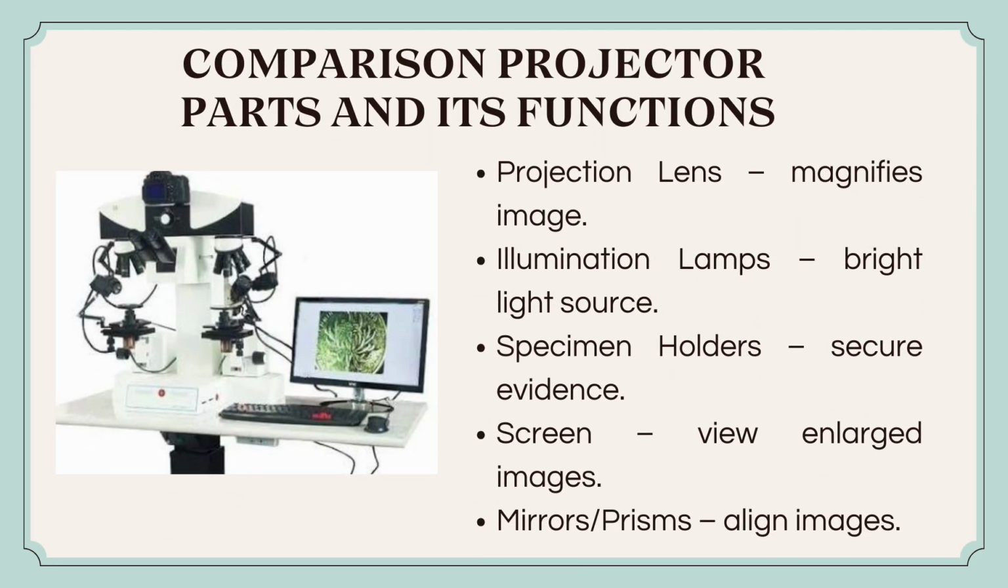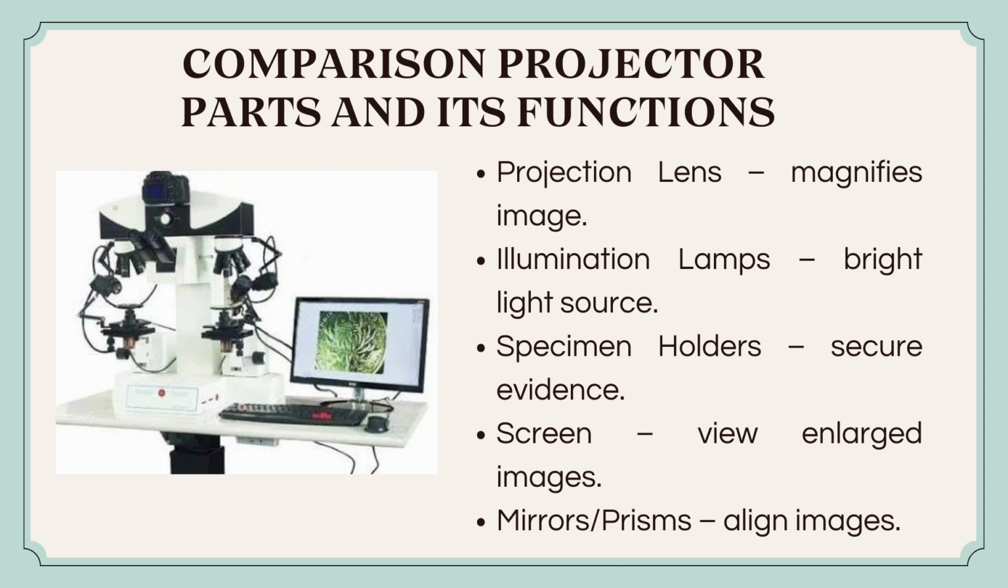First, projection lenses. Enlarge the images of the bullets, cartridge cases, or tools so they can be clearly displayed on the viewing screen. Second, illumination lamps. Provide bright and even lighting to ensure that the details of the specimen are clearly visible when projected. Third, specimen holders. Securely keep bullets, cartridge cases, or tools in place so they do not move while their images are being projected.